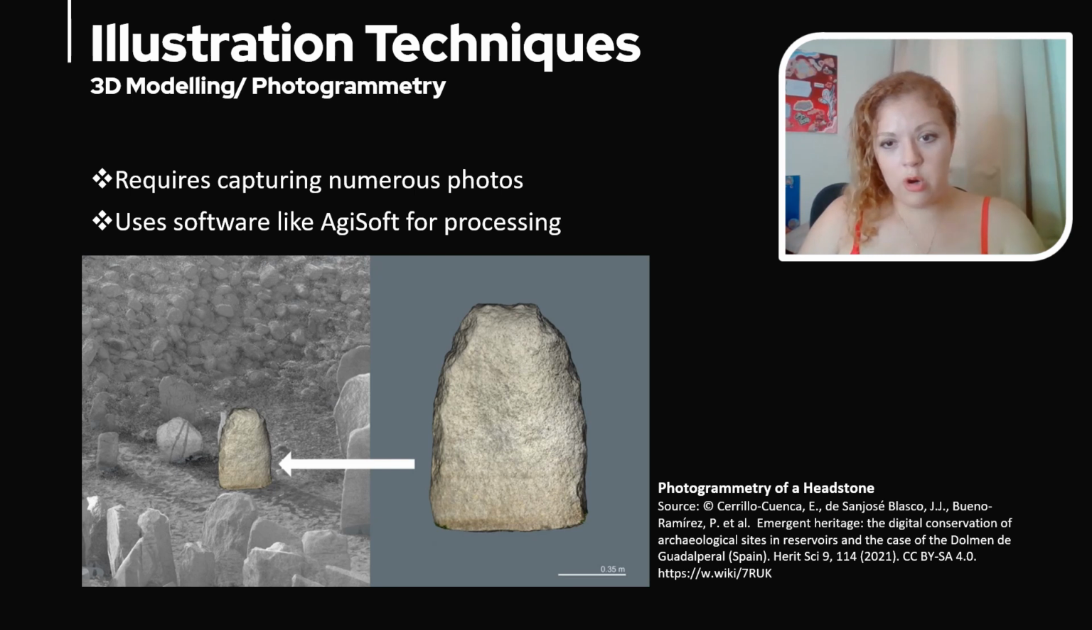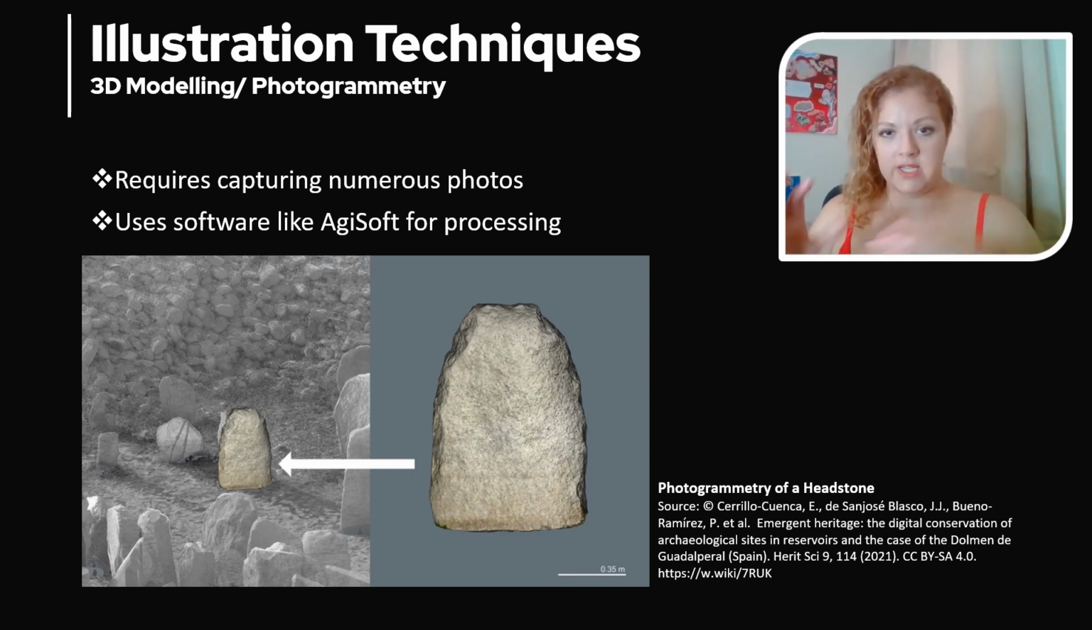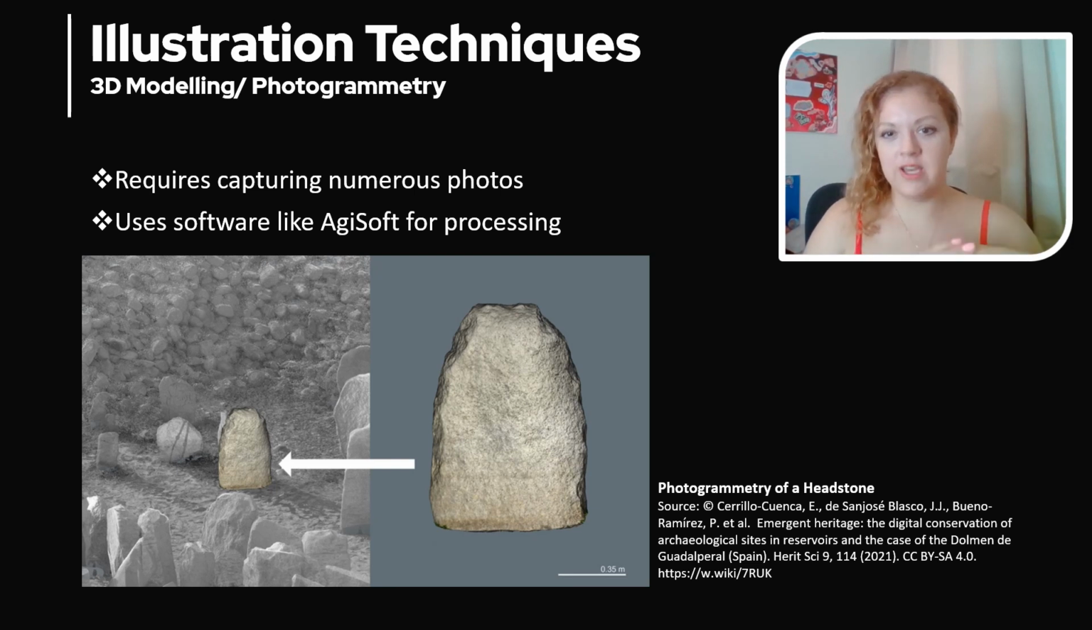For 3D modeling or photogrammetry, this type of 3D modeling is different than that used in Adobe Illustrator, which we will get to in a bit, because it uses actual photos to make a realistic 3D rendering or 3D model of your artifact or site or whatever you're doing. So how is this done? Well, this is done by taking a ton of photographs, and by a ton I mean a lot, and putting them into a program like AgiSoft, for example.